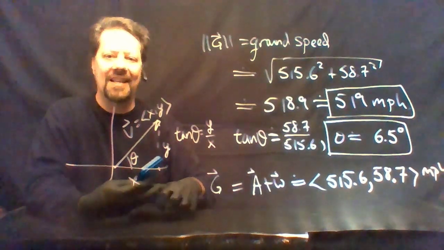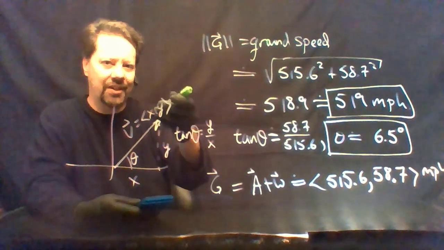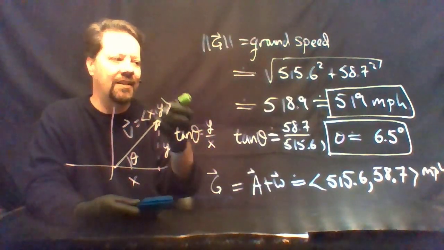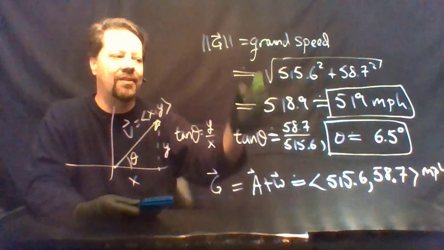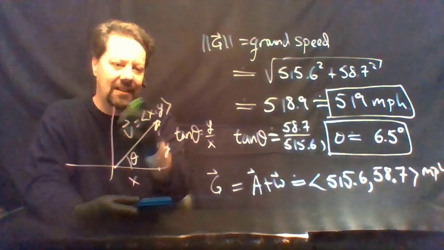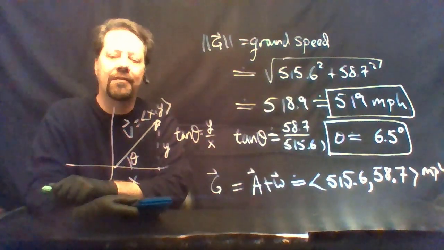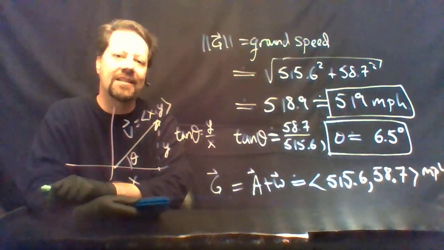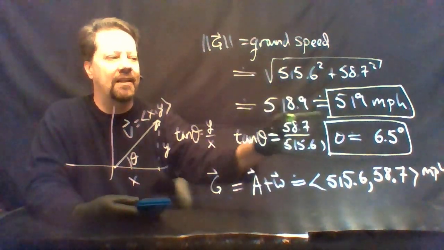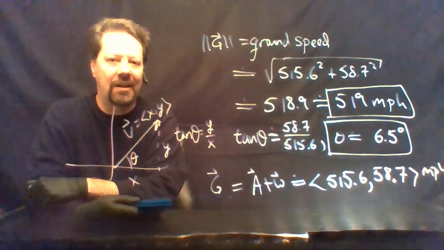So the airplane has its nose pointing in the direction 10 degrees north of due east. It's experiencing a crosswind and the airplane is traveling in the direction 6.5 degrees north of due east. It's traveling with an airspeed of 450 miles per hour, but with that 75 mile per hour crosswind, the ground speed is about 519 miles per hour.